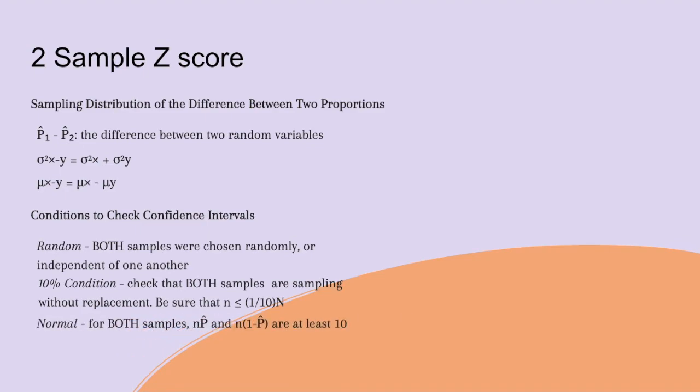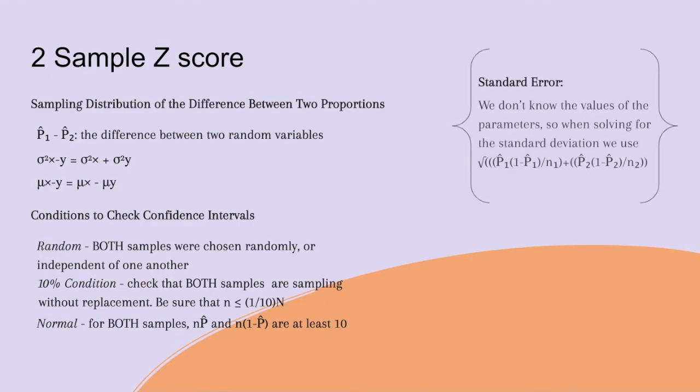For determining if it is approximately normal, you want both samples to have np and n times 1 minus p at least 10. You want to do that for n1 and n2, for both of them. For these, you want to make sure that you state that both samples are random, or they meet the 10% condition, or are normal for all of them, because we are talking about two different samples. The standard error is used when we don't know the values of the parameters.